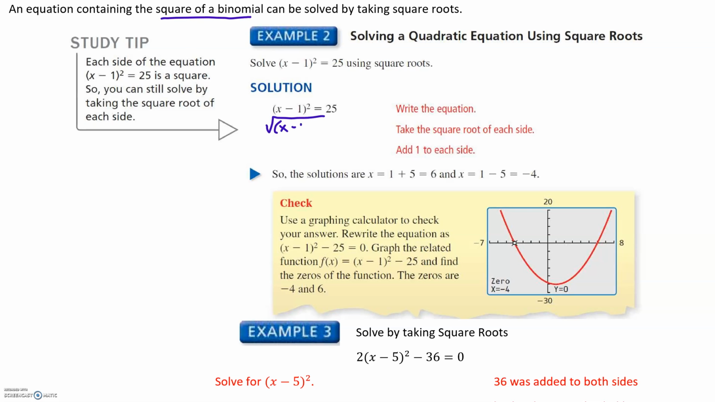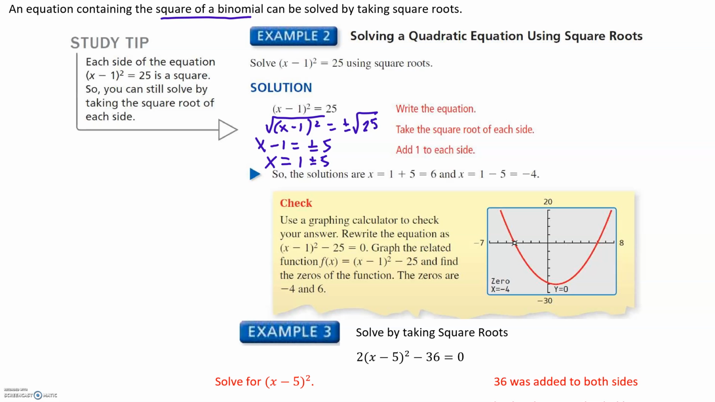Square root of x minus 1 squared. Remember to do a plus or minus square root of 25. Notice this right hand side is just a constant. The square root undoes the square. We have x minus 1 equals plus or minus 5. Square root of 25 is 5. So we're going to add a 1 to both sides, and we get x equals 1 plus or minus 5.